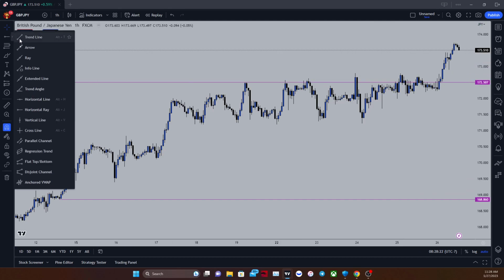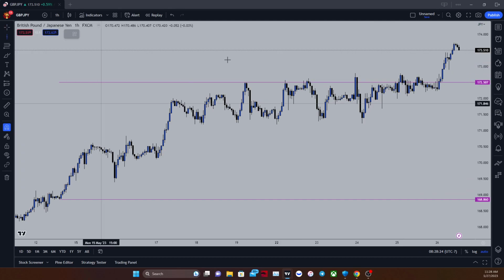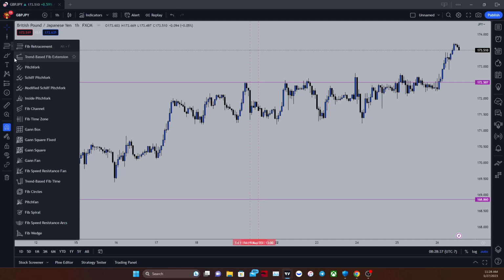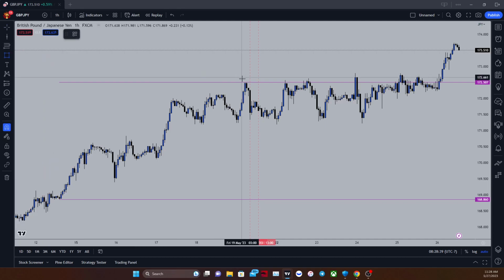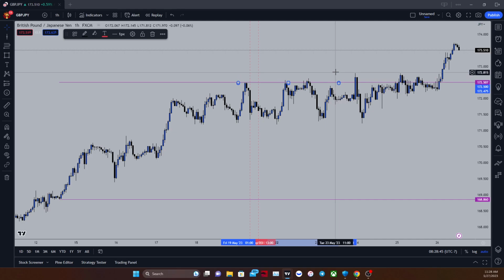Once again, you want to plot out the session times. London opens, because you want to have multiple confluences. It's like this high right here from Asia's high. We want to see a liquidity sweep. Let me get that magnet off. You see what I mean?